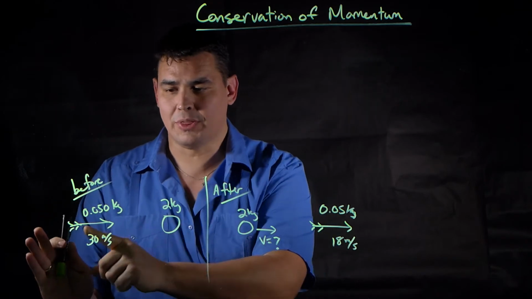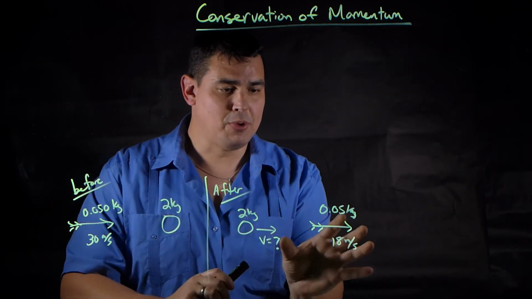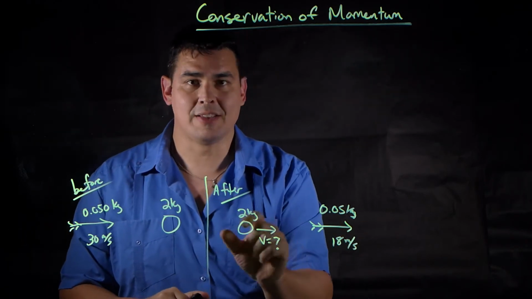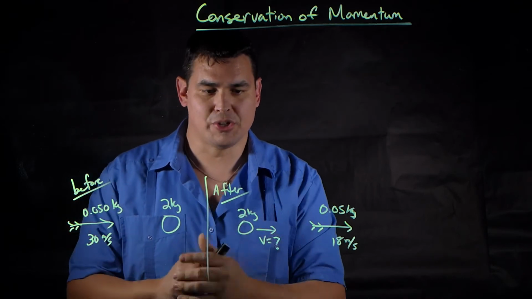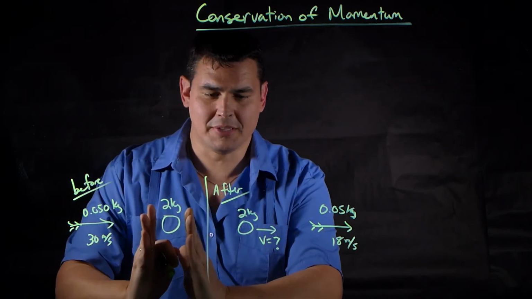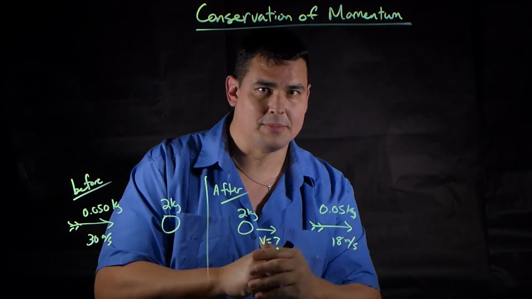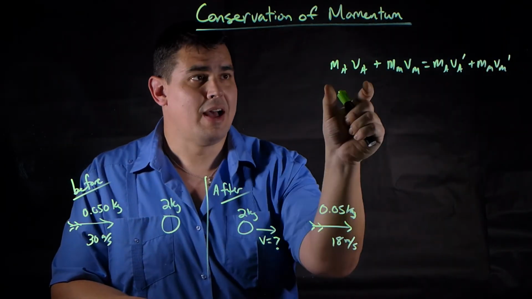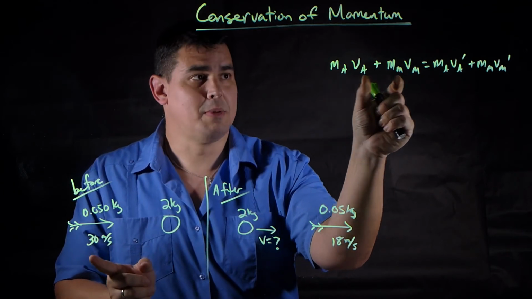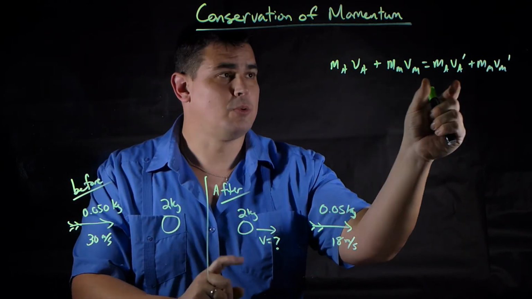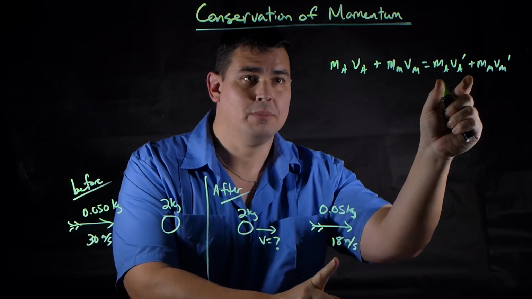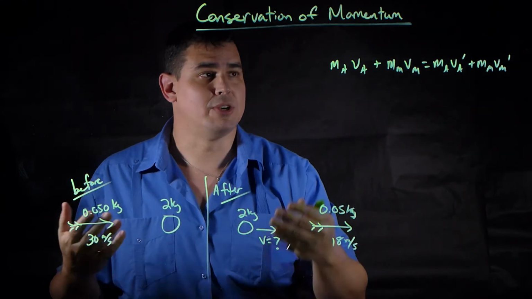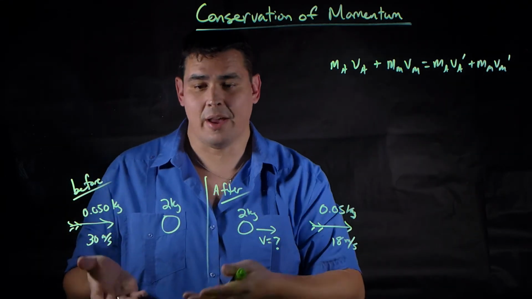I have my before with the arrow moving, and I have the after with both of them moving. So I want to solve for this velocity of the melon. So let me go write my equation for this. So it's momentum plus momentum equals momentum plus momentum. So here's my equation. I have the momentum of the arrow plus the momentum of the melon before equals the momentum of the arrow after plus the momentum of the melon after. So got my equation. That's the hard part done. Now I can just plug in all my numbers.